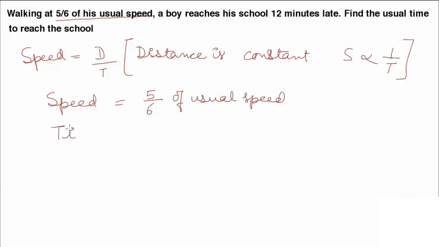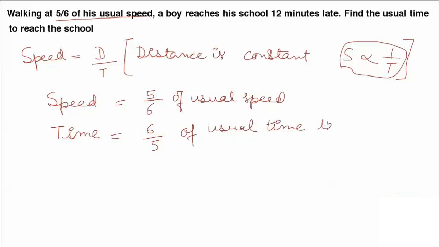And the time taken, if the speed is 5/6 of usual speed, so give a look to this formula. The speed is inversely proportionate to time taken. So if the speed is 5/6 of usual speed, the time taken will be 6/5 of usual time taken. So the usual time is 5/5. And right now the boy is taking 6/5 of the usual time.